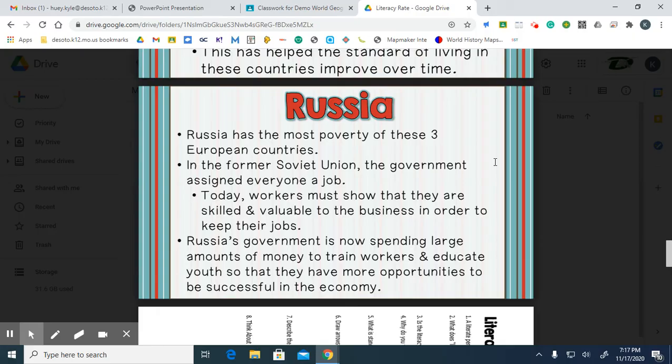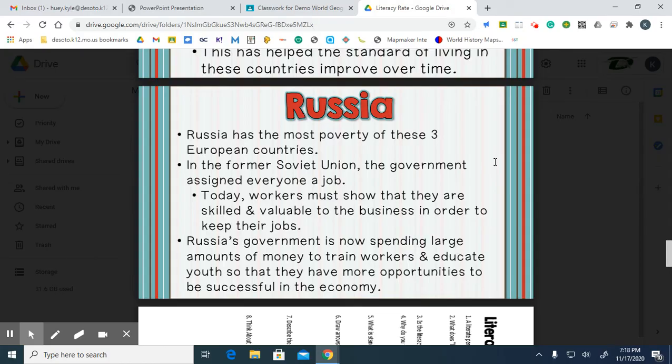So whenever Russia was under the USSR, they had a command economy. Remember, in a command economy, the central government makes all decisions. They tell you where you're going to work, what you're going to do, what your pay is, what you're going to make, how much you're going to sell it for, and who can buy it. So the fact that they just assigned you positions, you became skilled at that one position.